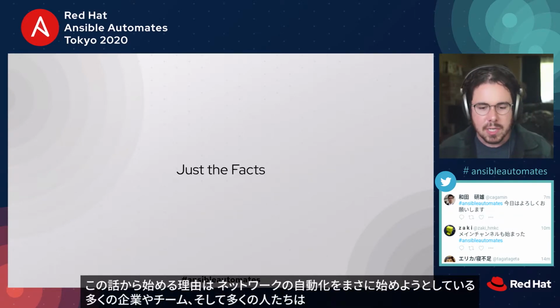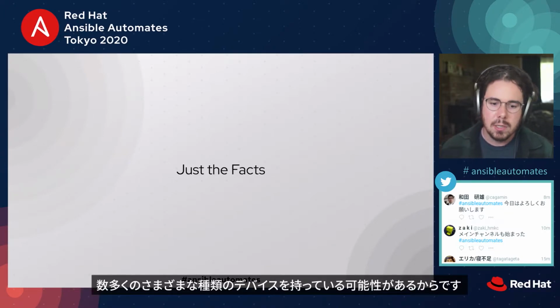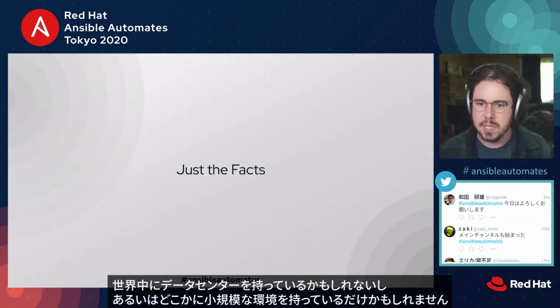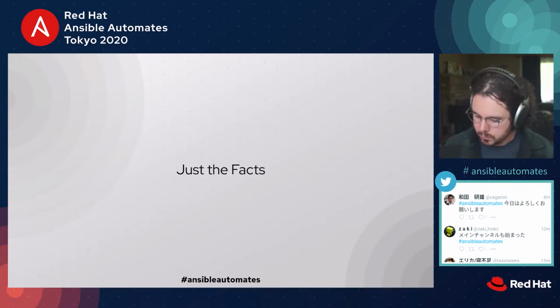And the reason we're going to start here today is because a lot of companies, a lot of teams, a lot of people who are just getting started with network automation, they have a lot of potentially different types of devices. They have a lot of different configurations. They have tons of different inventories. They may have data centers spread all across the world, or they may even just have a small little environment somewhere. Either way, everybody gets started kind of at the same place, and that's with fact collection.